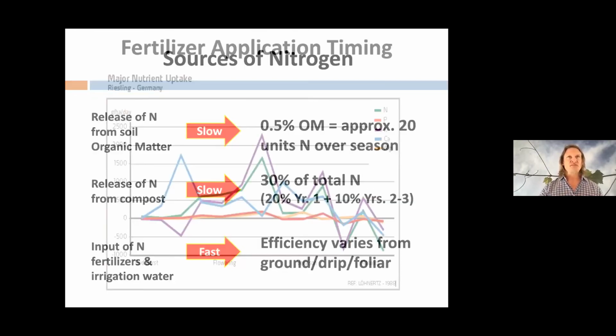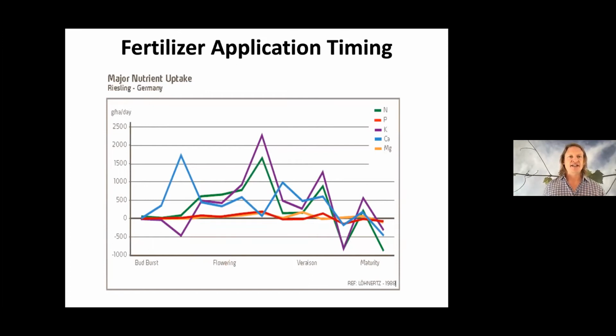Okay, great slide here. It's not too technical if I help break it down for you. It's from a study in Germany, and I really like this one because it's very helpful to demonstrate to growers why we time fertilizers at certain times of the season based on growth stages, or phenology. Down here we have bud burst at the beginning. We go to flowering, veraison, and then maturity here at the end.